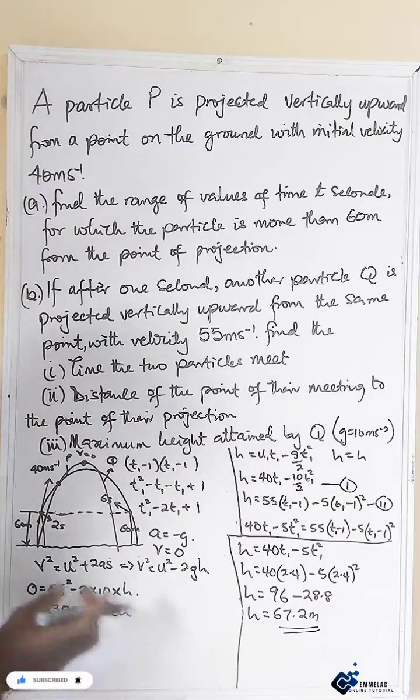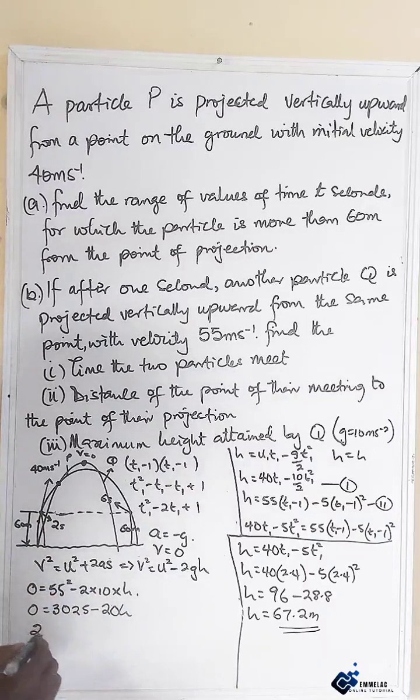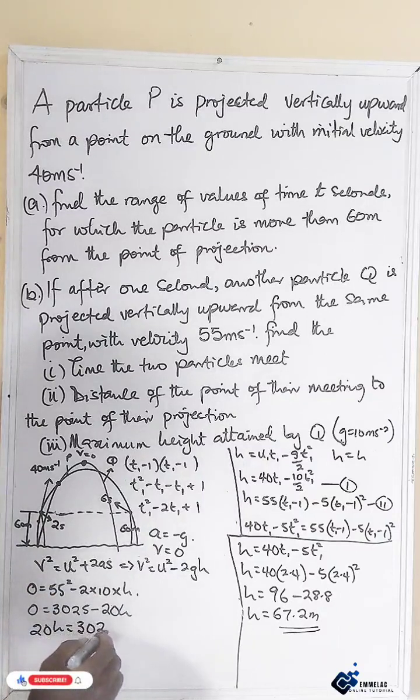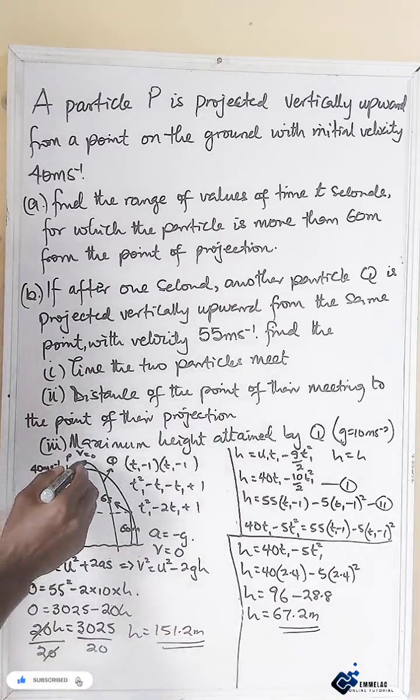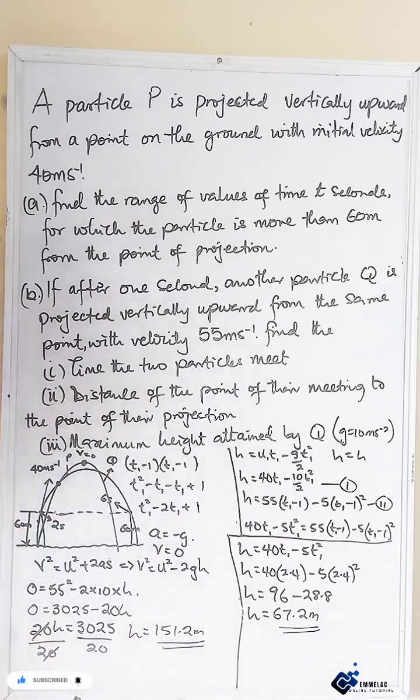After which, bringing negative 20h over to the left hand side, you have 20h equals 3025. Dividing both sides by 20, on the calculator, our h is 151.2 meters. So this is the maximum height at this point of Q.